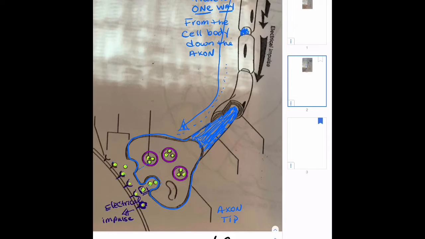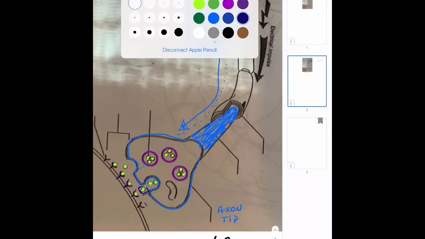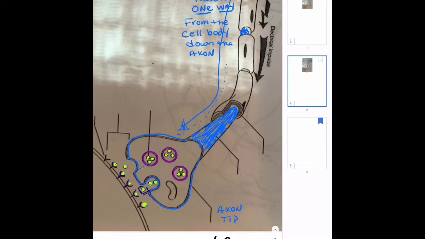Let me erase that and make that nicer for you guys. So these neurotransmitters cause an electrical impulse to start in the next, adjacent cell. Okay, so that's super cool.